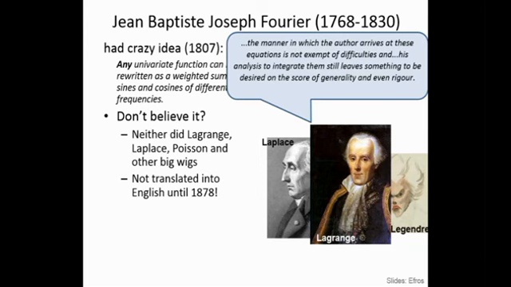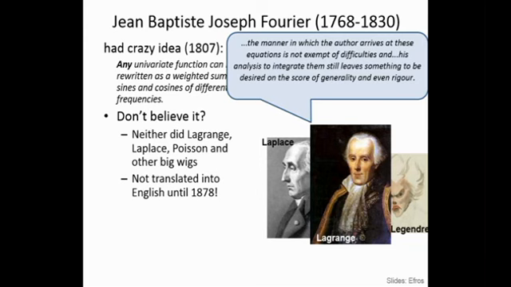So Lagrange says the manner in which the author arrives at these equations is not exempt of difficulties, and his analysis to integrate them still leaves something to be desired on the score of generality and even rigor. So if you ever get a bad review for a conference paper, you can console yourself with that, that Fourier got his FFT paper rejected by Lagrange.